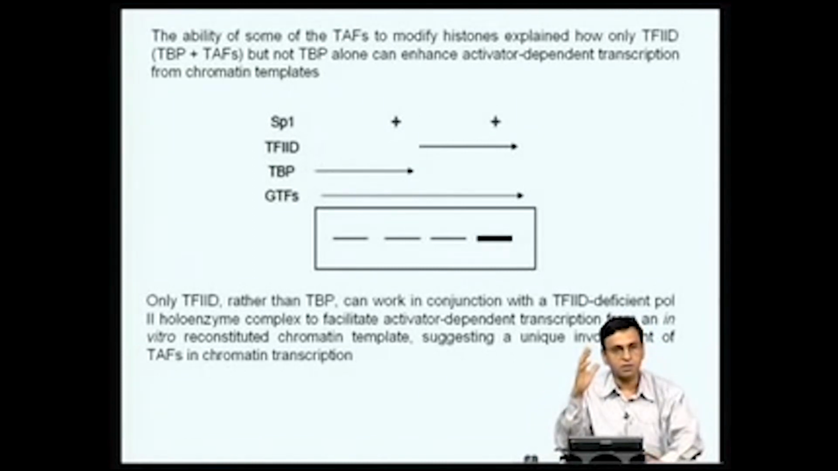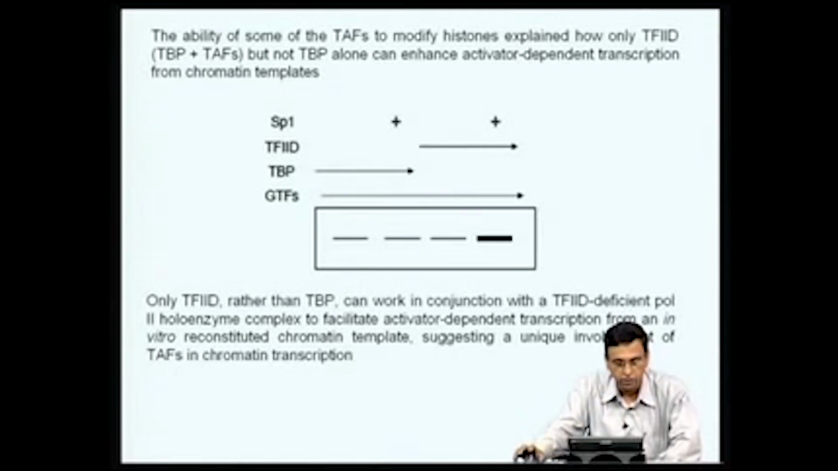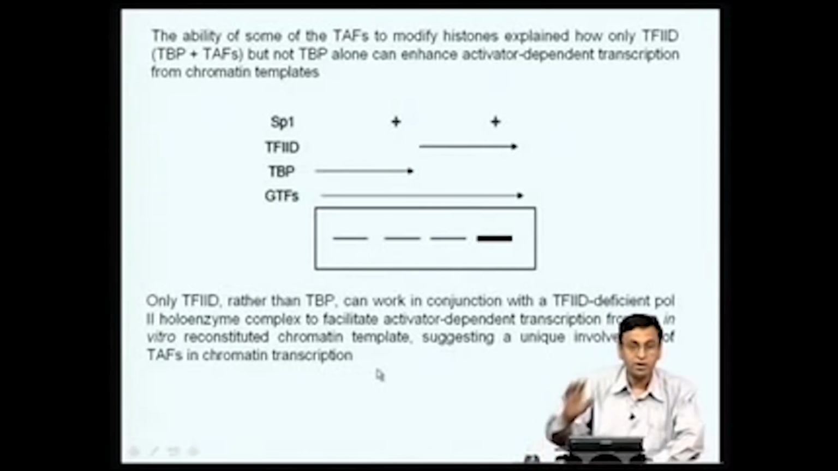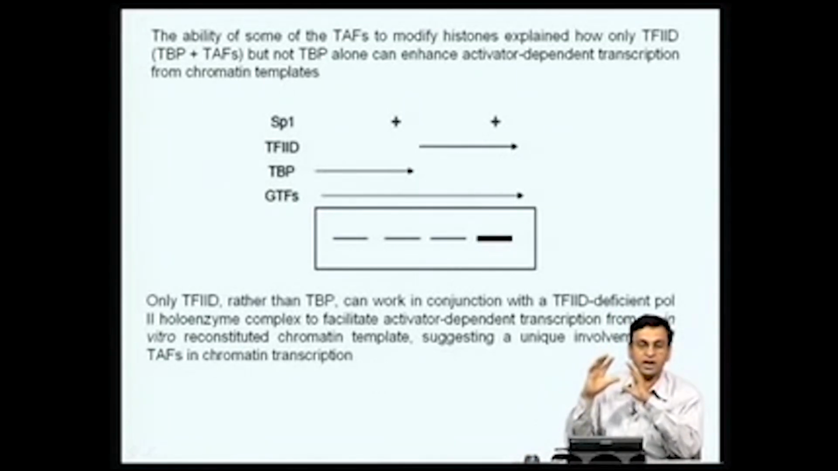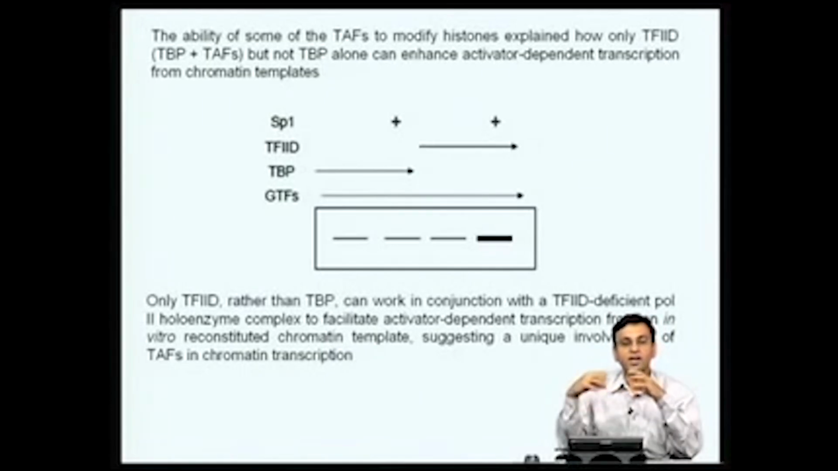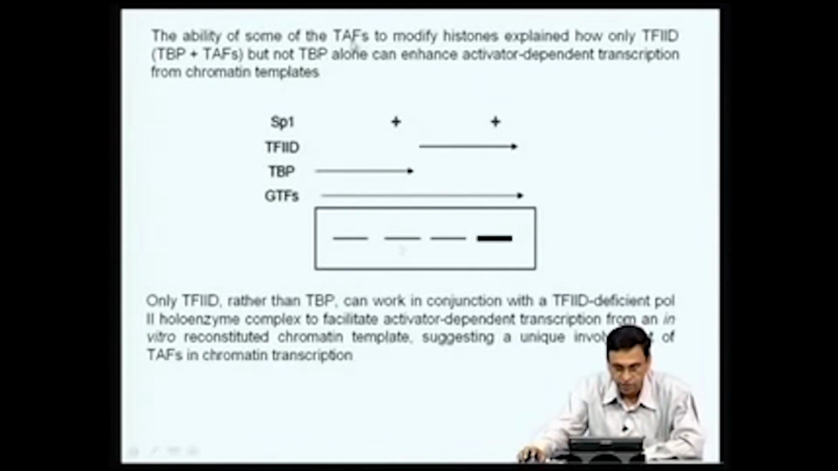This is a very, very important observation that changed the entire field of eukaryotic gene regulation. Only TFIID rather than TBP can work in conjunction with the TFIID-deficient Pol II holoenzyme complex to facilitate activator-dependent transcription from an in vitro reconstituted chromatin template, suggesting a unique involvement of TAFs in chromatin transcription. So the moment people started studying chromatin templates and asked how general transcription factors and activators activate transcription, the observation that chromatin-dependent transcription involves modification of histones, and that many of the general transcription factors contain histone modifying activities, changed the entire field of eukaryotic gene regulation.